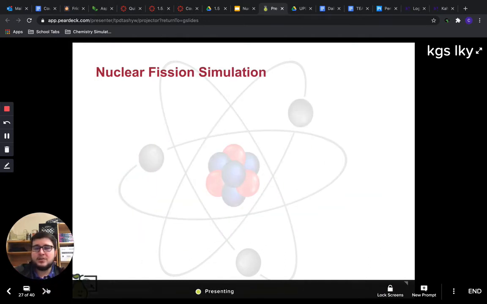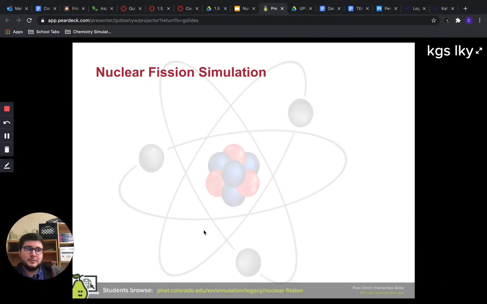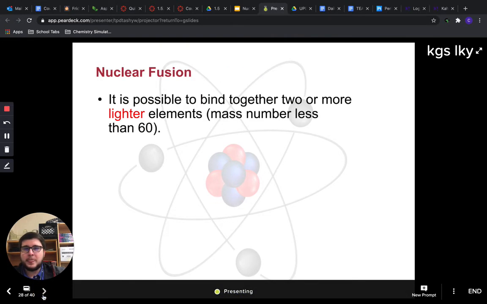All right, so here's a little nuclear fission simulation. There's a website on your screen that the Pear Deck will want you to go to and do the simulation. It's on PhET. So you can play around with that and move different atoms around and see if I have more atoms or fewer atoms, how sustainable is the chain reaction. So you can mess around with that simulation there.